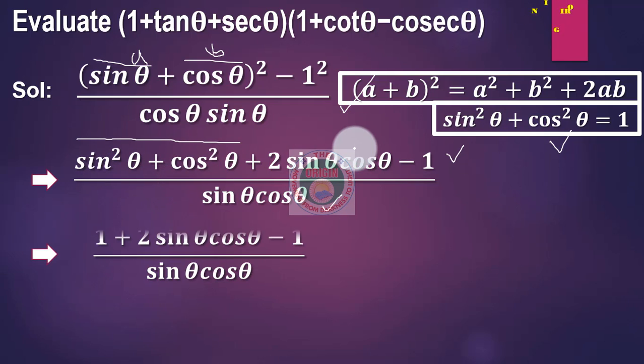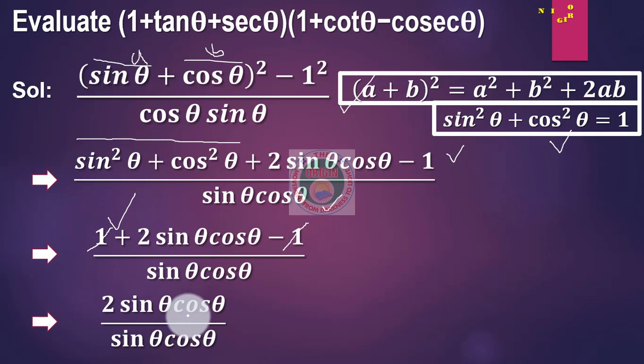Okay, next. In place of sin square theta plus cos square theta, I substitute 1. That is the formula that we have. The same term is written, and 1 and 1 get cancelled, plus 1 and minus 1 get cancelled. What is the remaining term here? 2 sin theta cos theta. This is the term remaining. The denominator is the same, 2. Only sin theta cos theta. Sin and sin, cos and cos get cancelled.